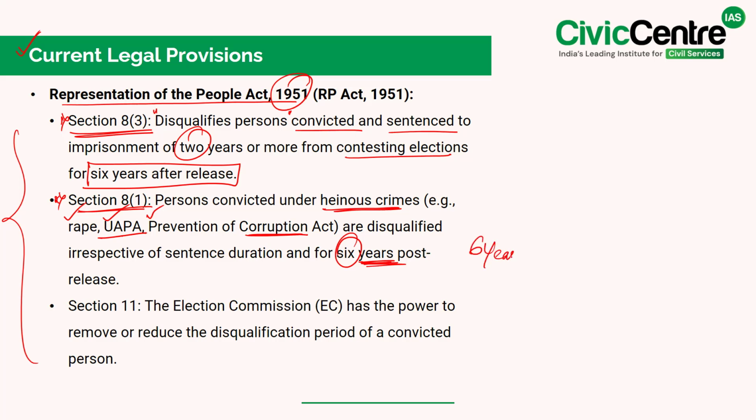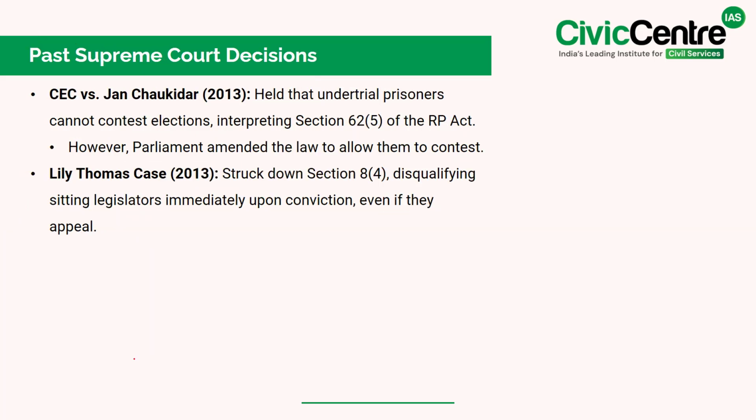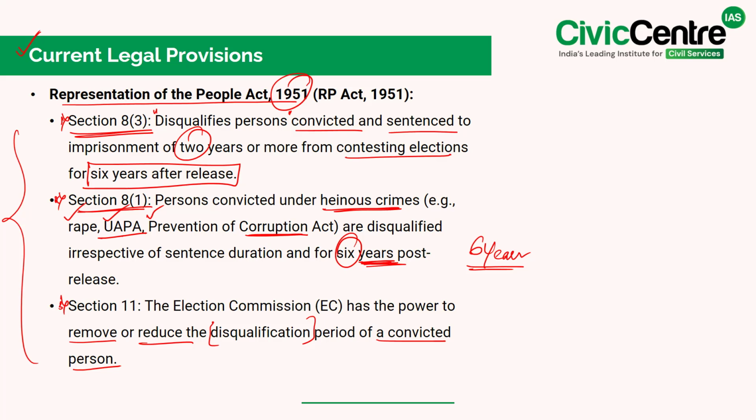Furthermore, Section 11 provides discretionary power to the Election Commission, allowing it to remove or reduce the disqualification period of a convicted person. This provision enables the Election Commission to make exceptions, but it has sparked controversy in cases where convicted politicians have been allowed to return to electoral politics sooner than expected.